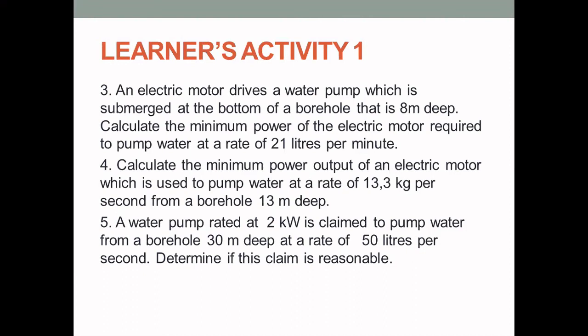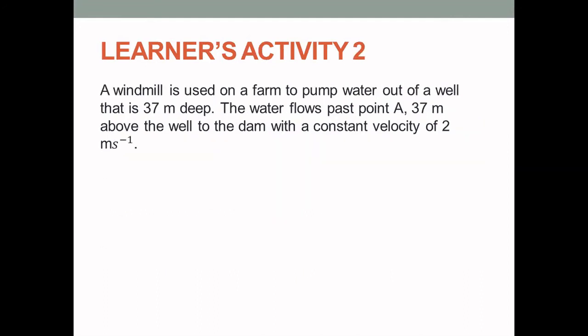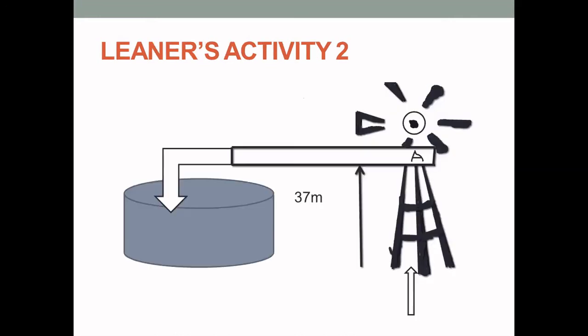Number 5, a water pump rated at 2 kilowatt is claimed to pump water from a borehole 30 meters deep at a rate of 50 liters per second. Determine if this claim is reasonable. Then activity number 2, a windmill is used on a farm to pump water out of a well that is 37 meters deep. The water flows past point A, which is 37 meters above the well, to the dam with a constant velocity of 2 meters per second.